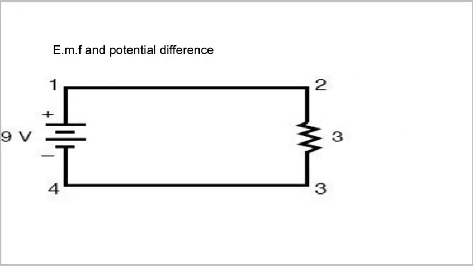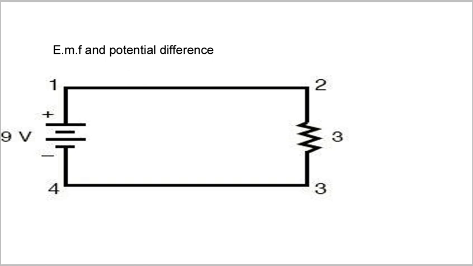Next is EMF and potential difference. If you want to measure an EMF of the cell, you have to remove the resistor and connect a voltmeter to the point 1 and 4. If you want to measure potential difference across this resistance, then you have to connect at point 2 and 3.